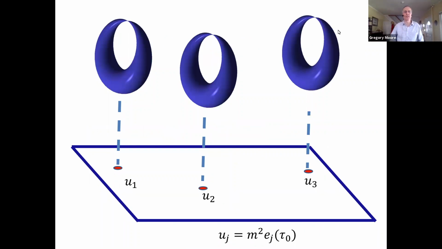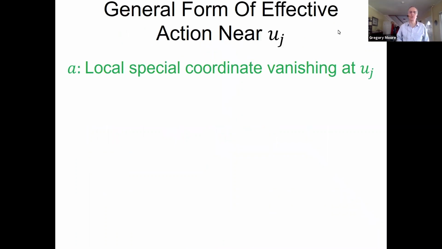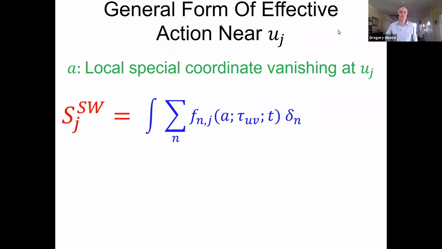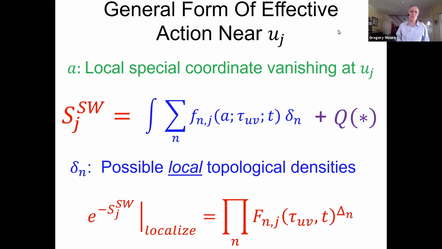So we're trying now to talk about the low energy effective theory, which is valid in the small red regions of the Coulomb branch. Now near these cusps, we can introduce a local special Kähler coordinate. And our effective action will be a sum of a bunch of couplings, little f_n, multiplied by little delta_n, where little delta_n are the possible local topological densities. That's true up to some Q-exact stuff. So if I know the f_n's, then when I evaluate the partition function of this low energy effective theory by, say, localization, I'll set A to 0. The exponential of little f is big F, and the topological invariant associated to little delta_n is big Delta_n.